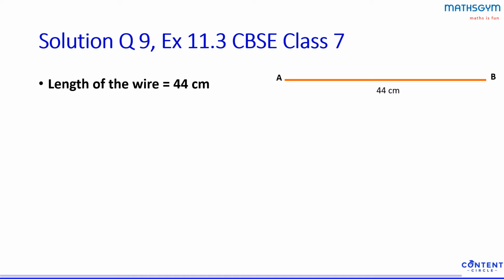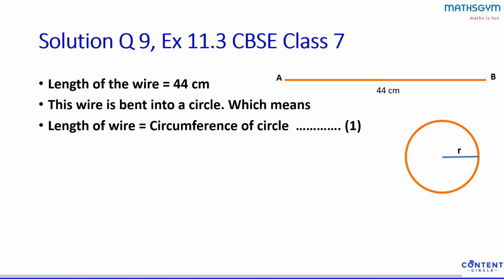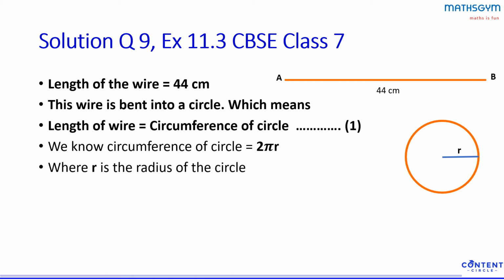So we have been given the length of wire is equal to 44 centimeters. This wire is bent into a circle, which means the length of wire will be equal to the circumference of the circle. In other shapes we call it the perimeter of the shape. Here the perimeter of a circle is basically equal to the circumference of the circle, and we do not know the radius, so let us assume that the radius of the circle is r, and now we know the formula for circumference. It is 2 pi r, and the value of pi we will use in this particular problem is 22/7, and somewhere you might use 3.14.